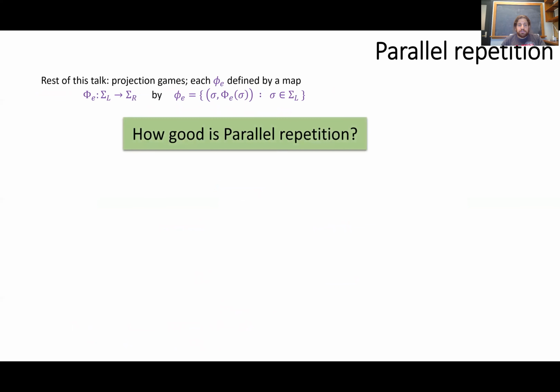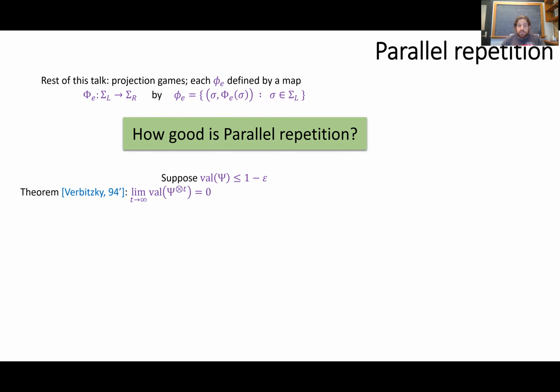So for technical reasons, I'm going to focus on what are called projection games. The definition is on the slide, but don't worry about it too much. These are the types of games we mostly care about in hardness of approximation. So how good is parallel repetition? Namely, suppose I tell you that I have a label cover instance whose value is at most 1 minus epsilon. What can you tell me about the value of the parallel repetition?